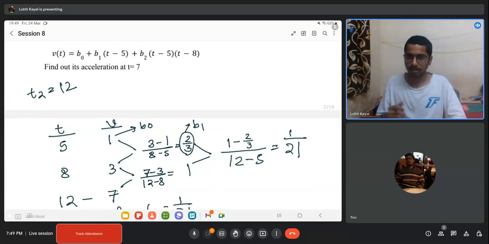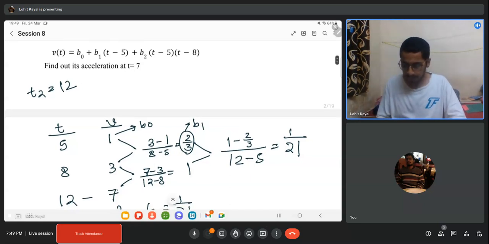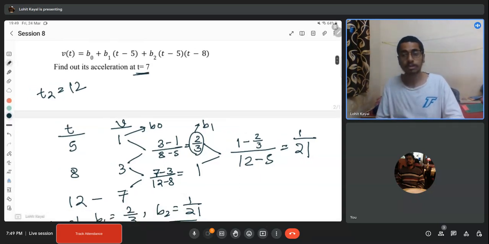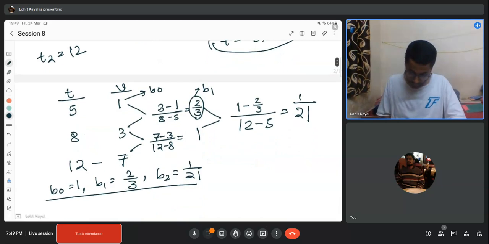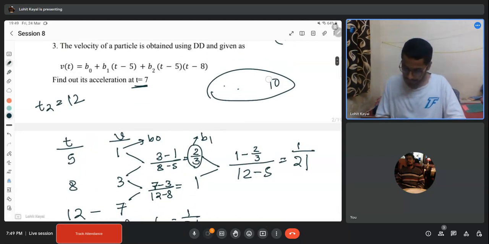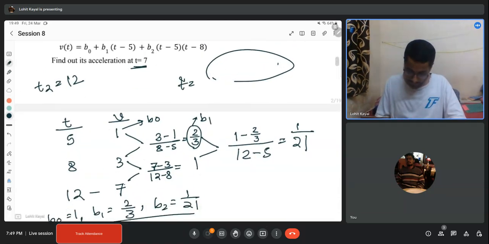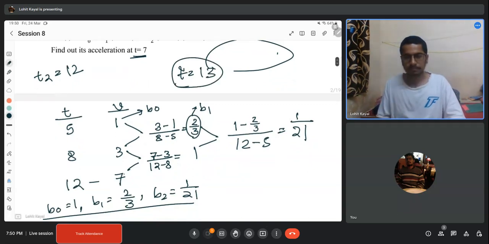One interesting, crucial point: just see that here I have given that you need to find the value at t equal to 7. So if I put t equal to 9 or t equal to 10, what do you think will happen? Will it give me the correct answer? The answer is no. If I put t equal to maybe 13, then it will give me some expression, some value of dv/dt. But will it be correct?